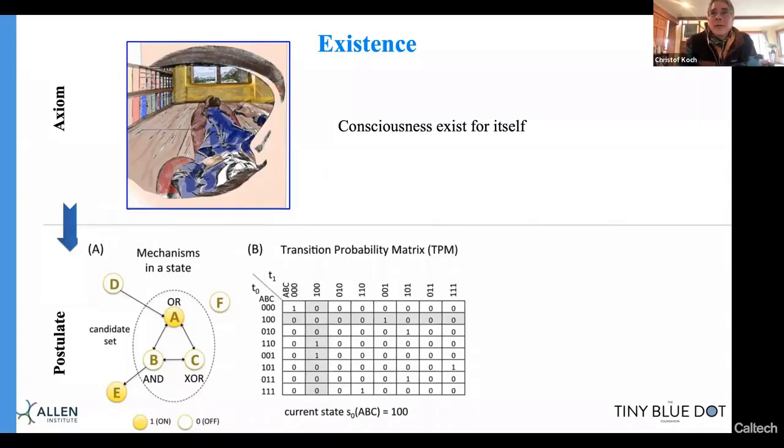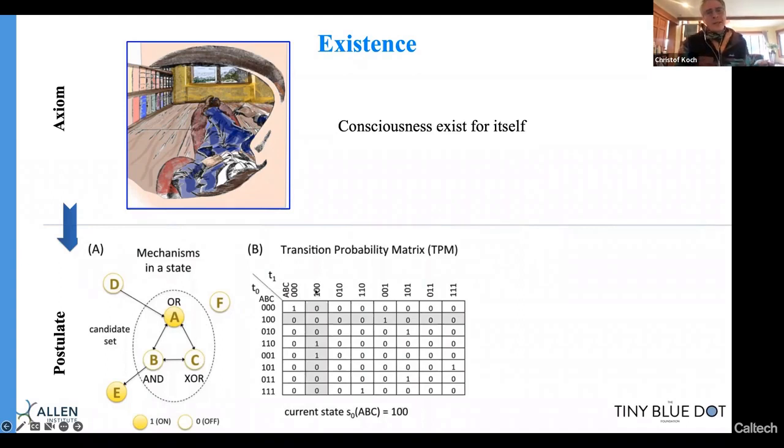Essentially, it uses a transition probability matrix. You have a particular system like this one here on the left. You have some neurons with some logic, an OR gate here, an AND gate and an XOR gate. You have some external boundary conditions, and you want to compute, for example, how much causal power this system has. It's a trivial toy example.